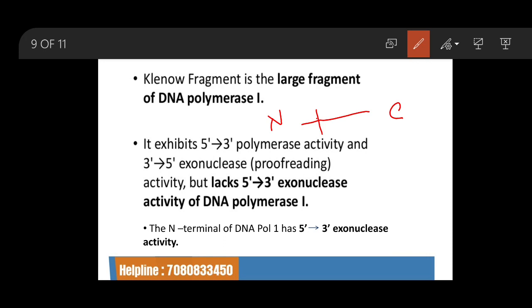The large C terminal fragment has 5' to 3' polymerase activity and 3' to 5' exonuclease activity, but it lacks 5' to 3' exonuclease activity. The N-terminal part has the 5' to 3' exonuclease activity, and this activity is only found in DNA polymerase 1.